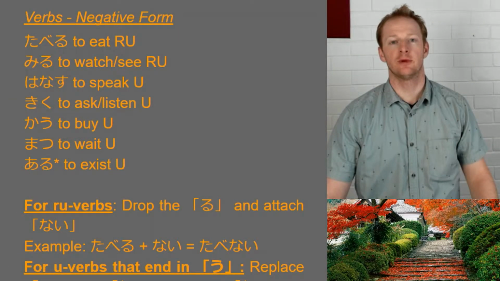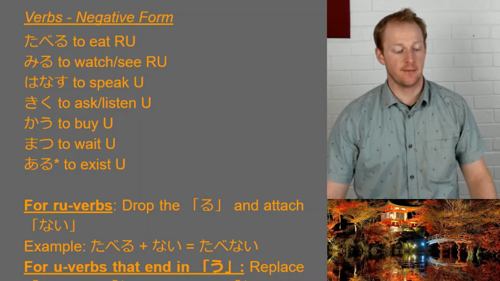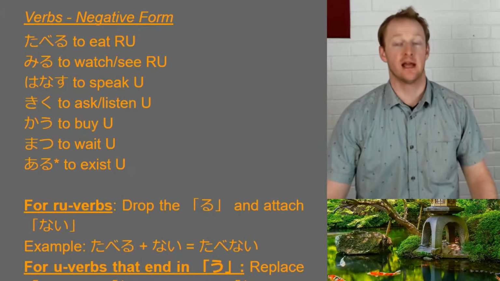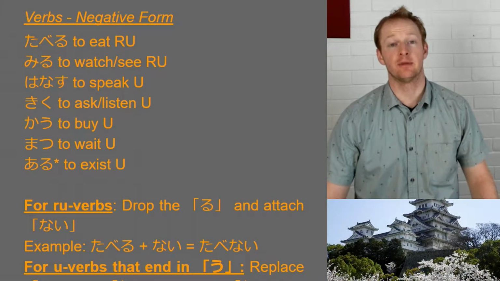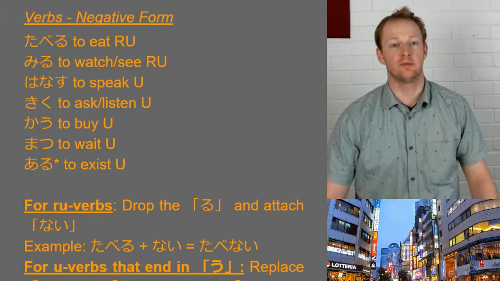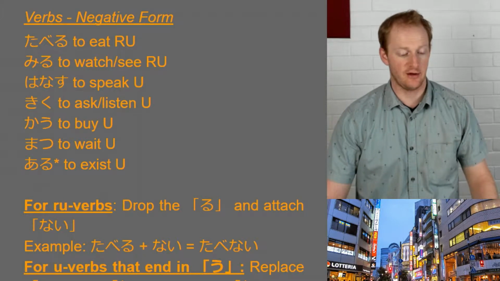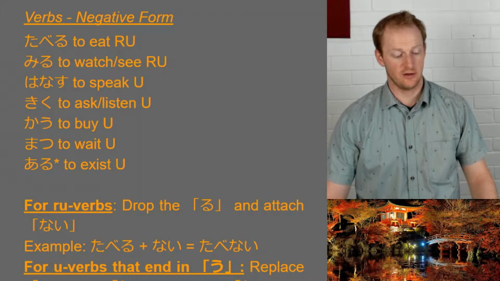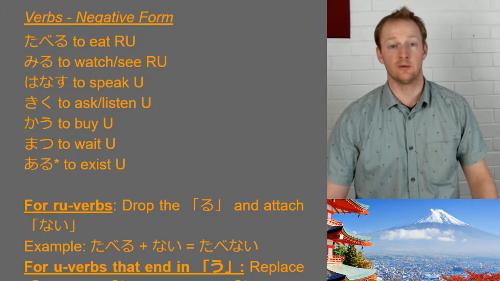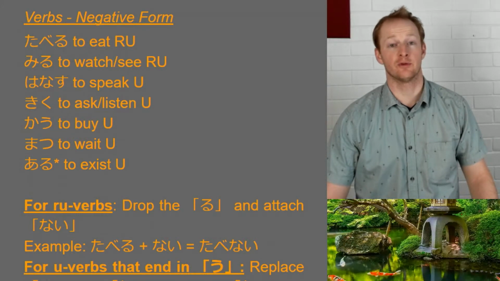So here are some verbs we can use today. We've got taberu, miru, hanasu, kiku, kau, matsu, and aru. Now aru is going to be a bit of an exception. This is why it's got the star on it. But otherwise, taberu, miru, we should be pretty clear that these are ru verbs now. And obviously all these other ones, apart from aru, are just u verbs without having to do much thinking at all. And aru, well, we see we got an a sound there, so that's also an u verb.